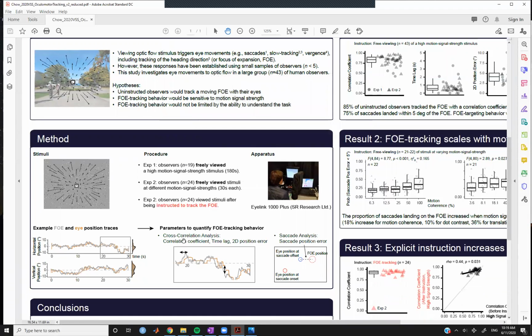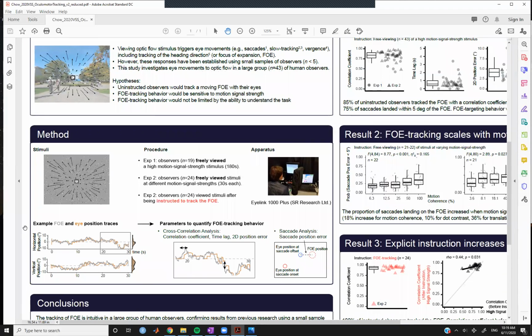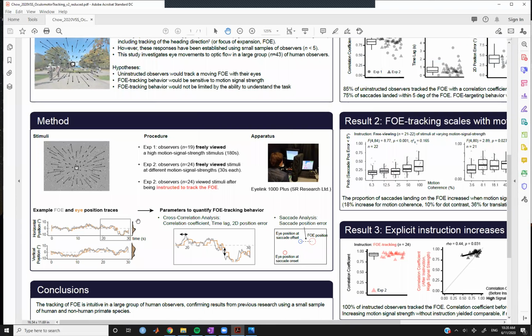Here we show an example of FOE and eye position traces. We quantify the FOE tracking behavior by doing a cross-correlation analysis of the two position traces, quantifying how correlated they are, what the time lag between the FOE and the eye is, and also the overall 2D position error across time. We also look into saccades, for instance, how often saccades land on the FOE.